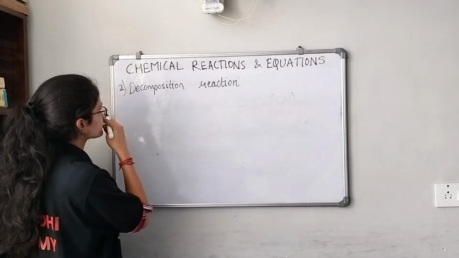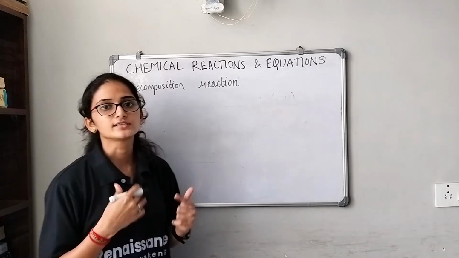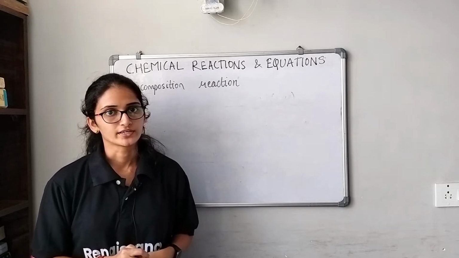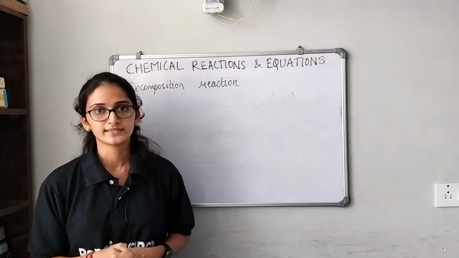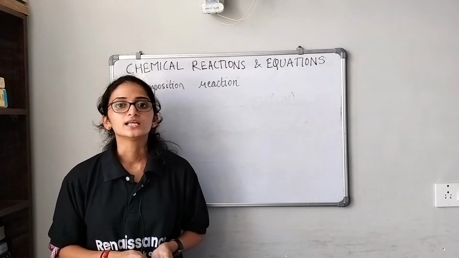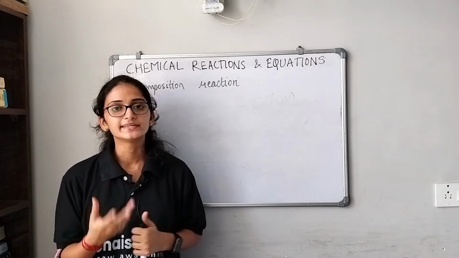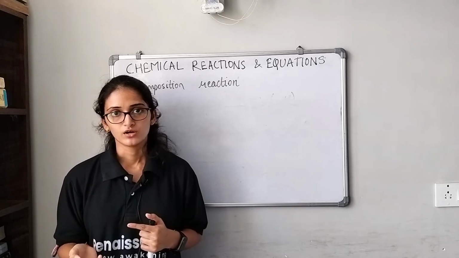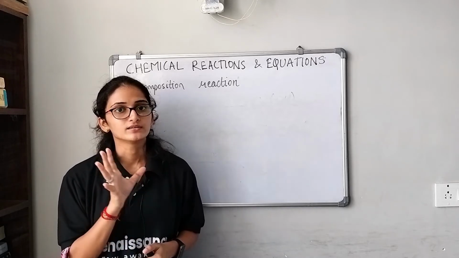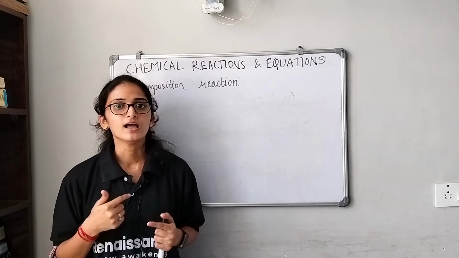So what is a decomposition reaction? When one reactant is giving two or more products. For example, we have ferrous sulfate. If we try to heat it in a dry test tube, what will we see after heating? The color of FeSO4 was green, and after heating it, the color changed. So by that observation we can say that the decomposition reaction has taken place.